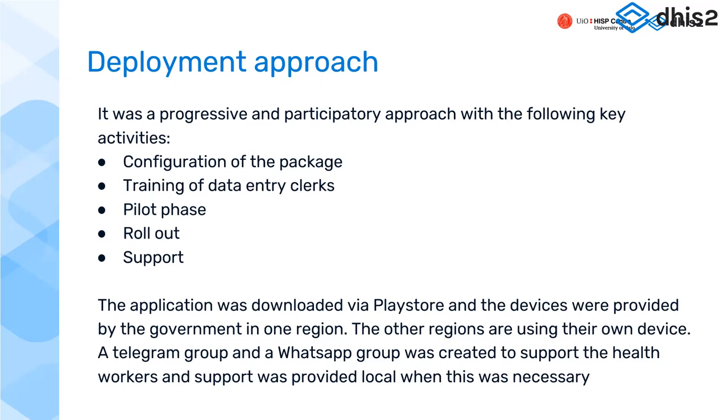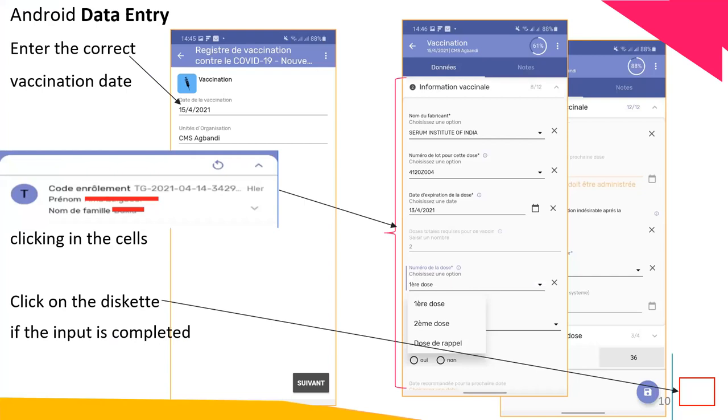And in some places, you had phones provided to them, but others actually used their own device. So it was a hybrid system. But what we also did was to have a WhatsApp group and a Telegram group to make sure that people were assisted or supported when needed. So this is just a screenshot of the data entry screen using Android.